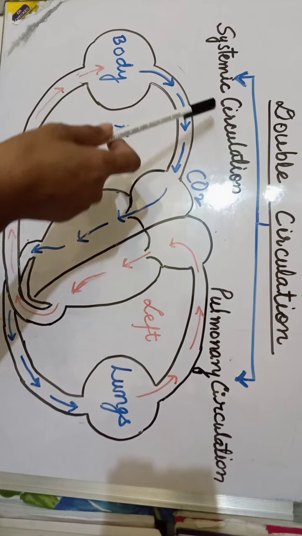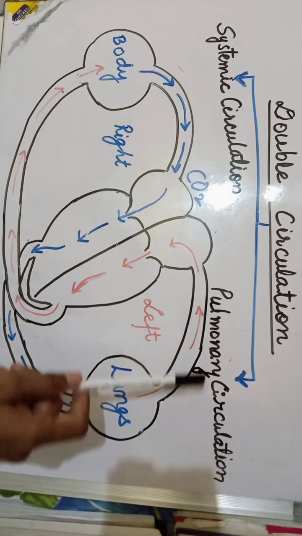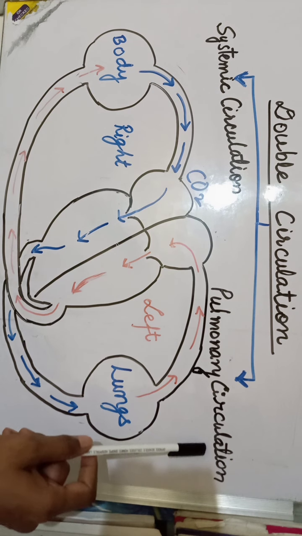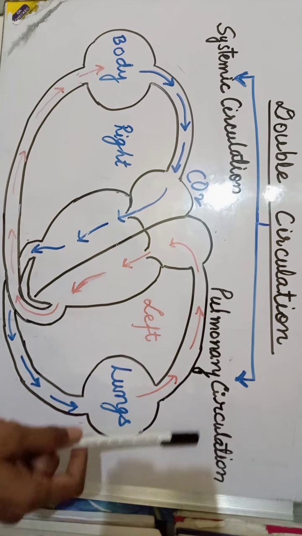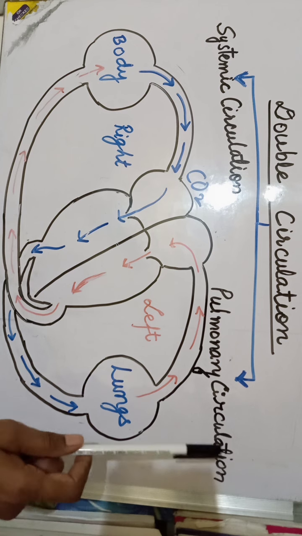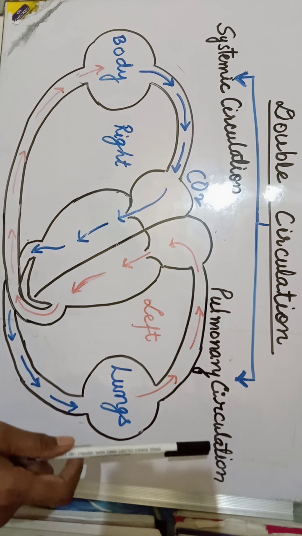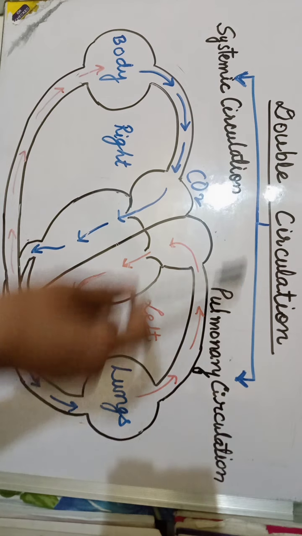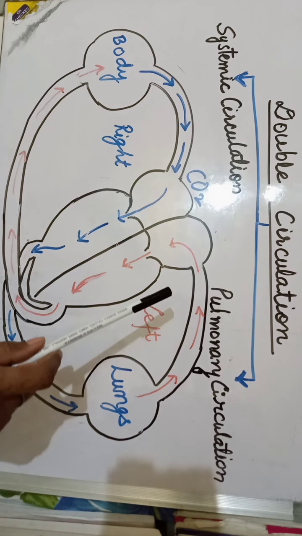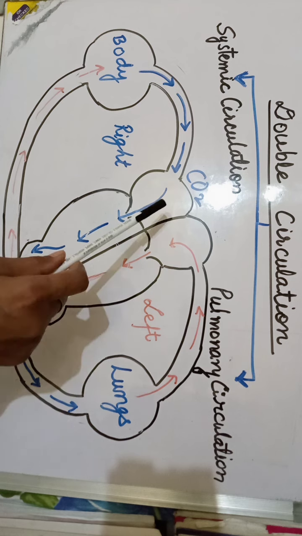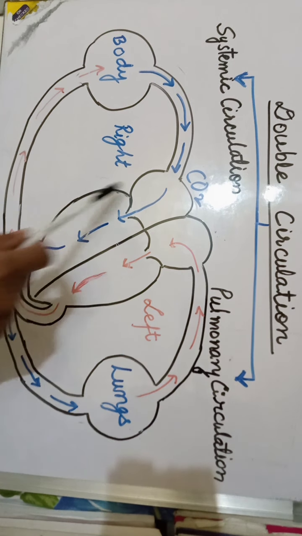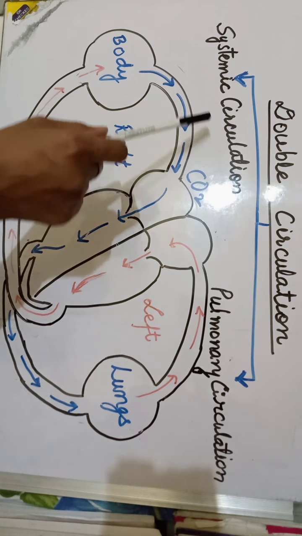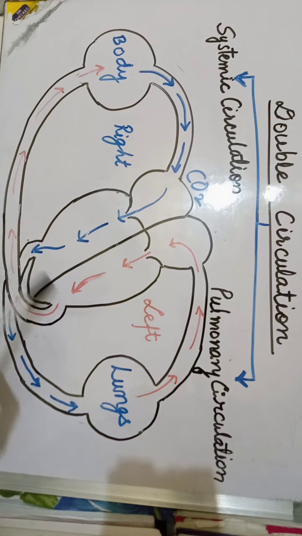Both the circulations, systemic circulation and pulmonary circulation, occur in a rhythmic manner in the body, one after the other. Therefore this completes a cardiac cycle or heart cycle, because the term cardiac refers to the heart. Together these two cycles form a heart cycle, and this is referred to as double circulation.